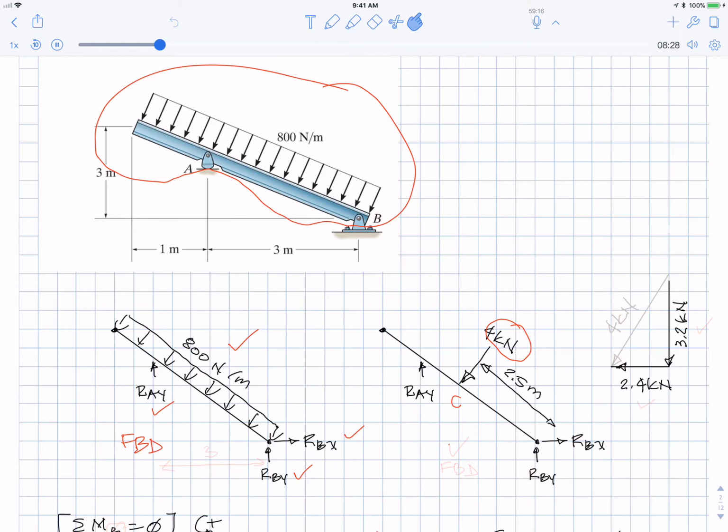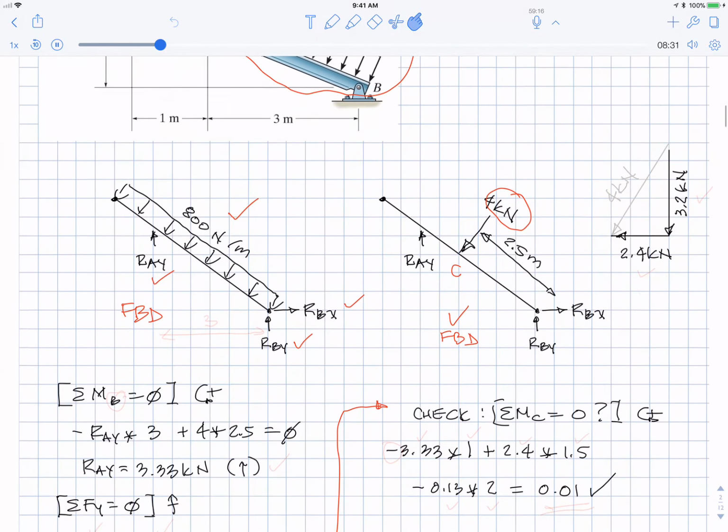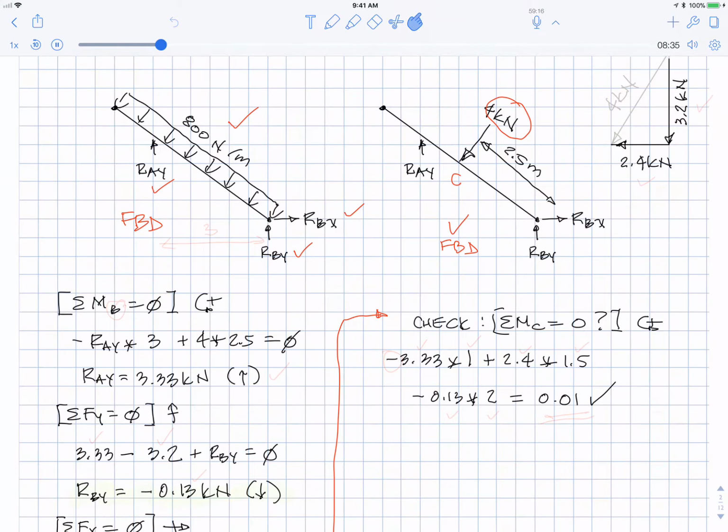Here's the free body diagram that you can use to solve for the reactions. And once you get that picture, it's easy to solve. The one thing is that you need to take that 4 kilonewtons and break it up into X and Y components. It's a 3, 4, 5 triangle with the vertical part being the 4 and the horizontal part being the 3. So taking 4/5 of 4, which is 0.8 times 4, I got 3.2 kilonewtons, and 0.6 times 4 is 2.4 kilonewtons in the X.